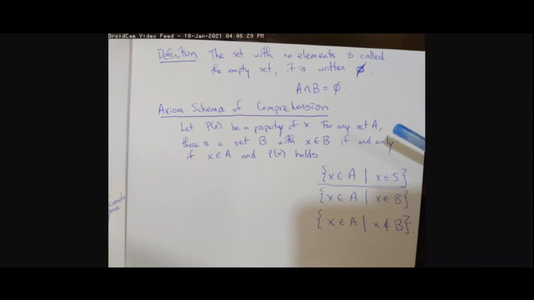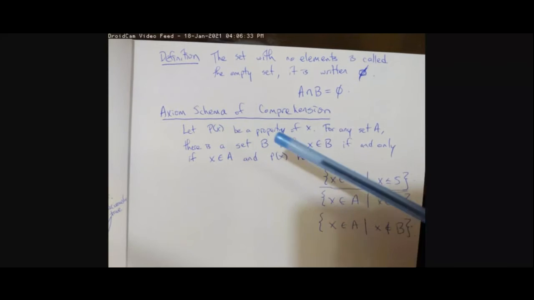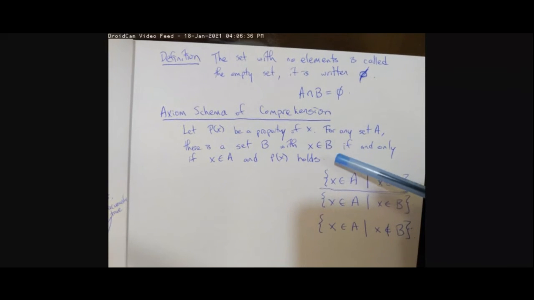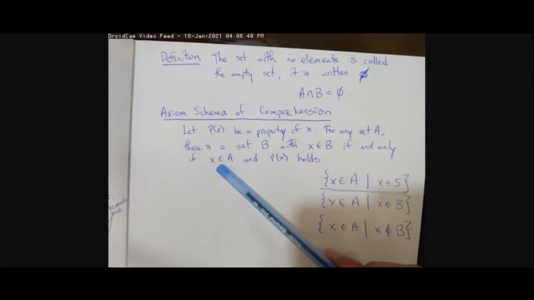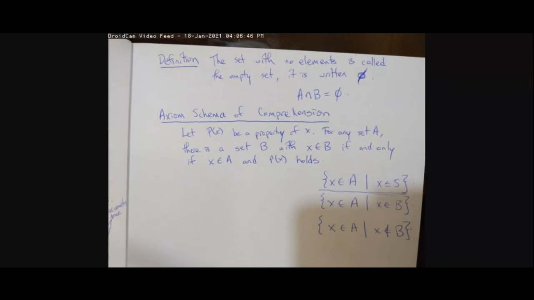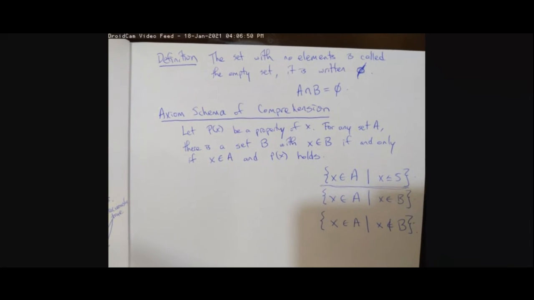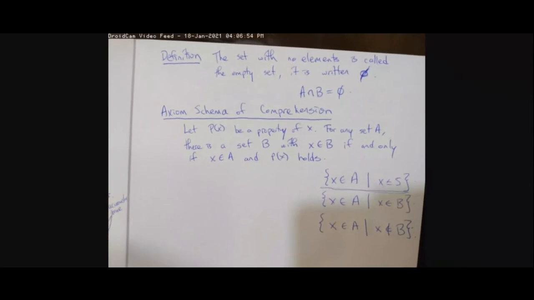Okay, recall the axiom of comprehension. We start with a set A and a property P, and then there's another set B, and the elements of B are exactly the elements of A satisfying P of X. And if you've ever taken a proofs course, you've applied this axiom many times, I'm sure.